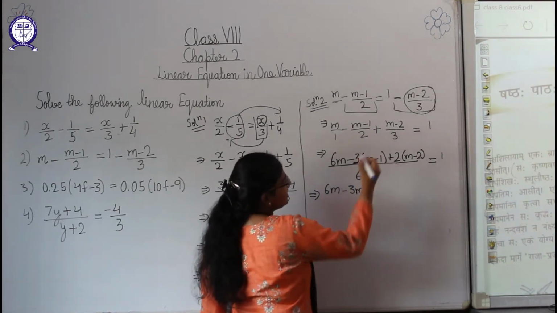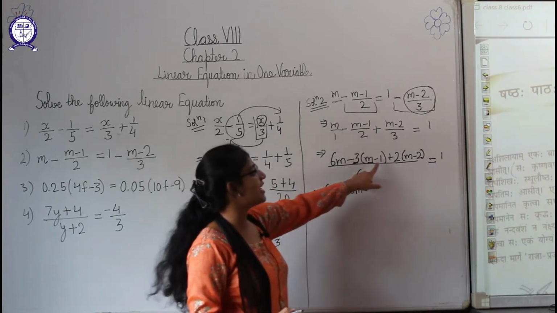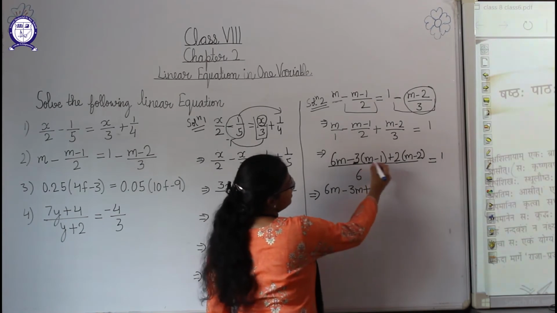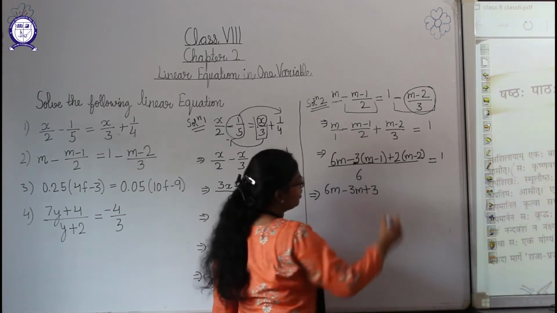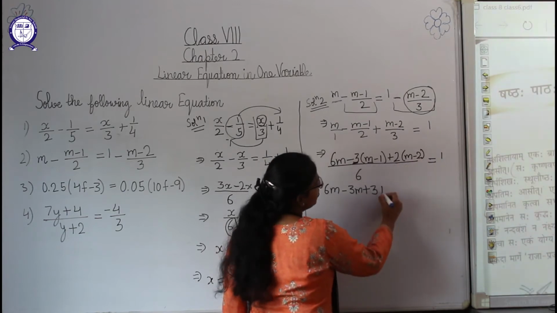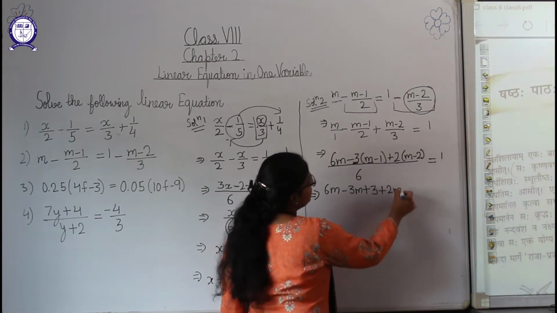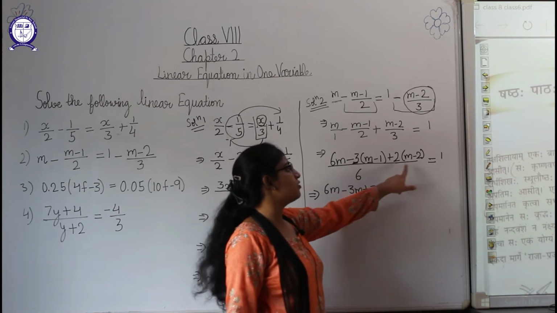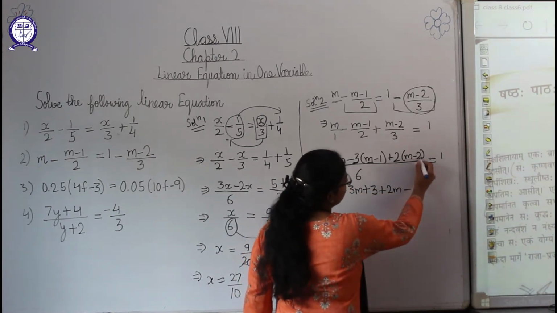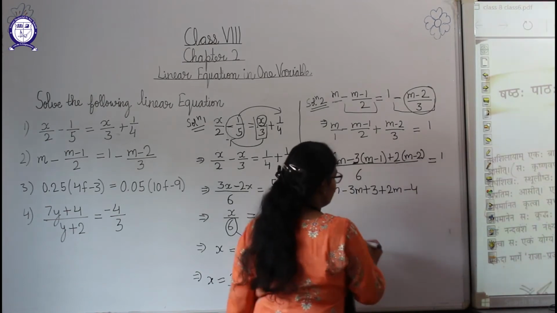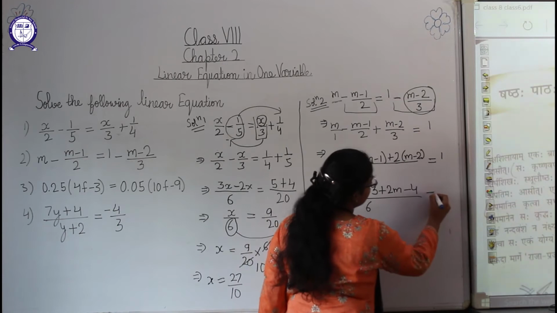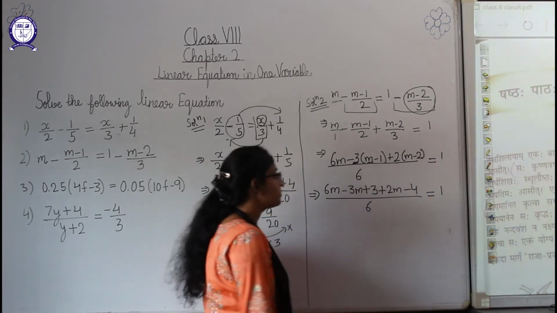Minus 3 into minus 1, as both the terms are negative in multiplication, our answer will be positive, and 3 into 1 is 3. Now we will solve this part. 2 into m will be 2m, and 2 multiply minus 2, as only one term is negative, our answer will be negative, and 2 2s is 4. In the denominator here is 6 and equals to 1.